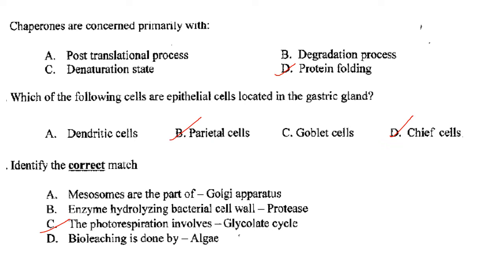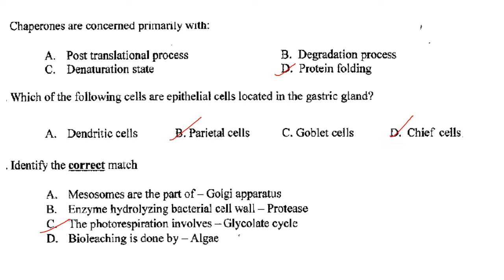Then identify the correct match. Mesosomes are folded invaginations in the plasma membrane of bacteria. So they are not part of the Golgi apparatus. Then the enzyme hydrolyzing bacterial cell wall is not protease, it is lysozyme.